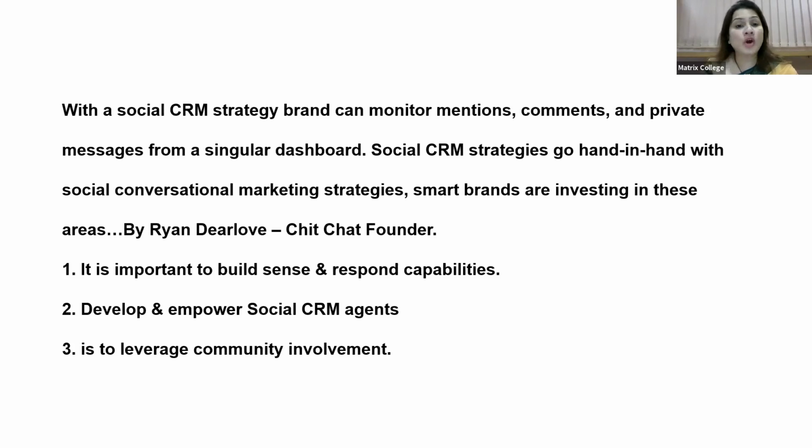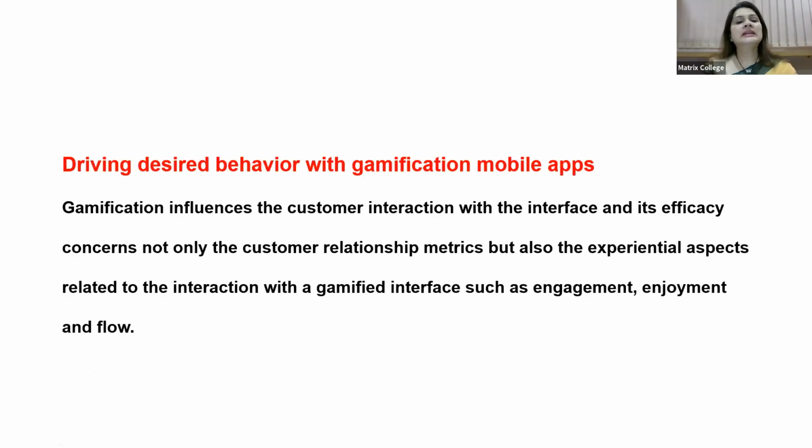So it is important to build sense and respond capabilities. It is very important. Step 2 is to develop and empower social CRM agents. And step 3 is to leverage community involvement, as we have studied this before too. Okay. The next slide.